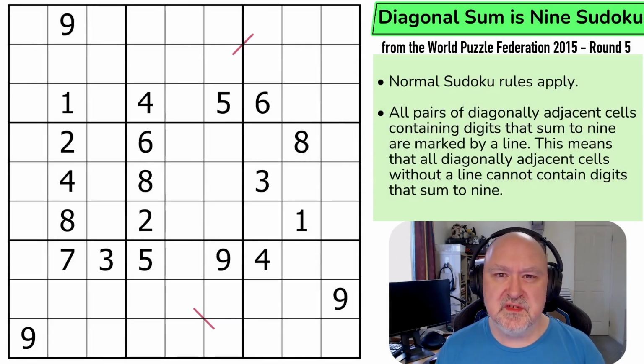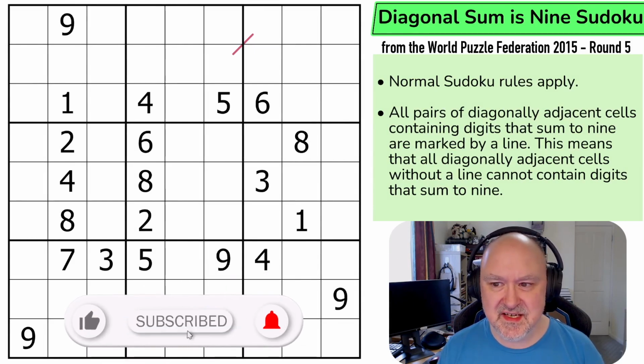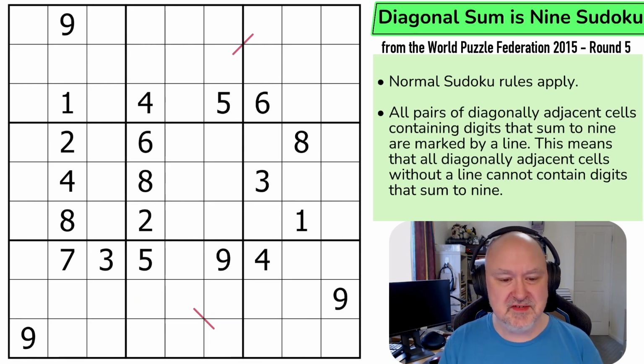Hi, and welcome to BremSter Puzzles, and I'm continuing to solve puzzles from the World Puzzle Federation, this time 2015 round 5, and this is the final puzzle in the set, which is a diagonal sum is 9 Sudoku, which is another constraint I've never seen before, but novel constraints are always fun. So this is very similar to the puzzle from yesterday in its concept, except being consecutive, its sum is 9.